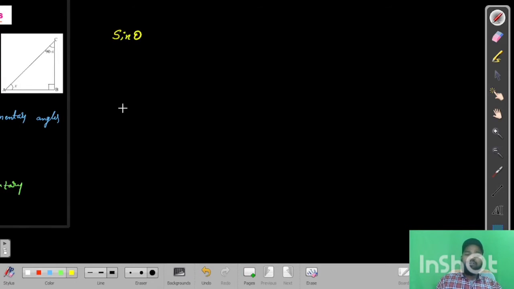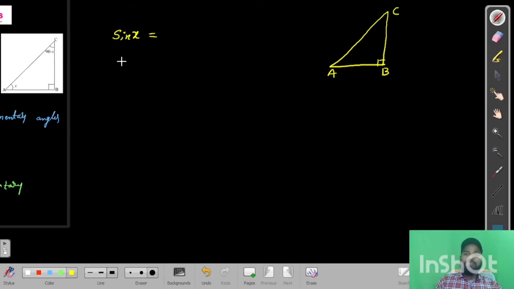Sin theta. So no need to write theta here. Sin x. Okay. Sin x. So what is sin x from this? So I am writing again, drawing here. Same thing drawing here. Okay. This is A, right angle at B. And this is C.